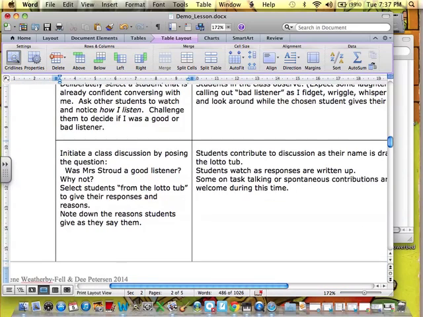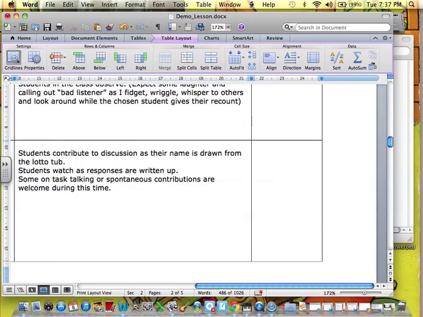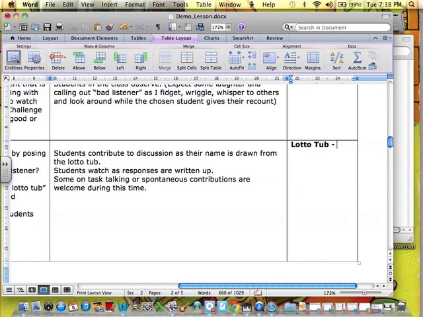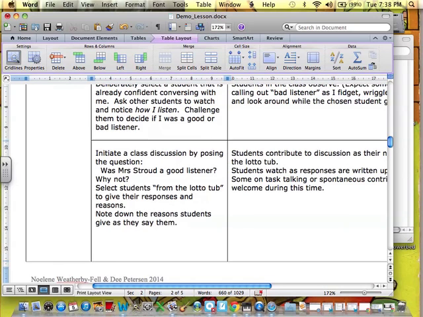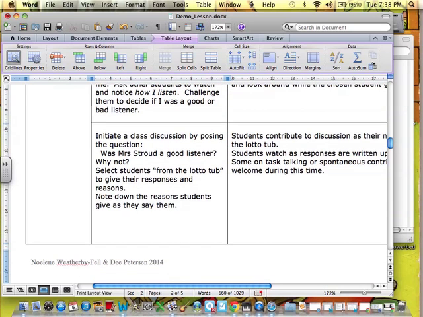Okay, then I'm going to initiate a class discussion by posing the question, was Mrs. Stroud a good listener? Why or why not? And then I'm going to select students from the Lotto tab. So over here in the resources, I'd need to write down Lotto tab, and I'd need to have a brief description of it, which is just basically a tab with every child's name written on a ticket. And I'm going to choose from the Lotto tab, and I might even put there because I want to select random students to give their response and reasons. And then I'll note down the reasons students give as they say them.